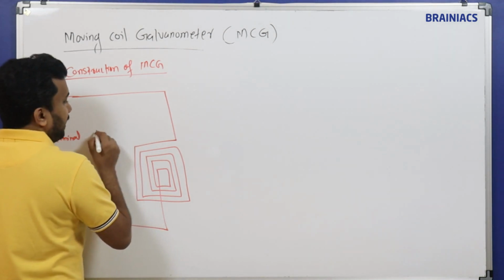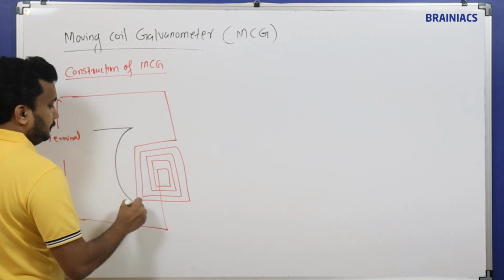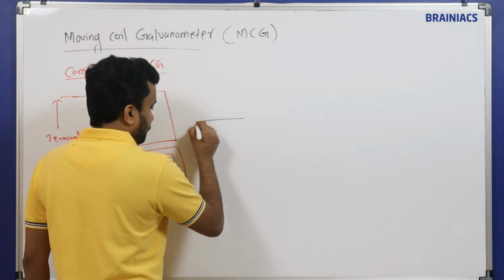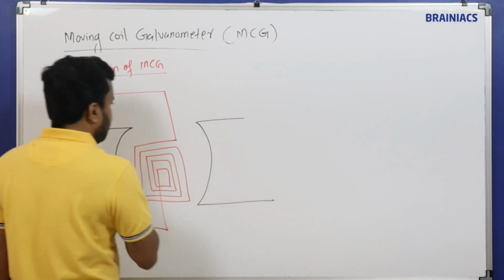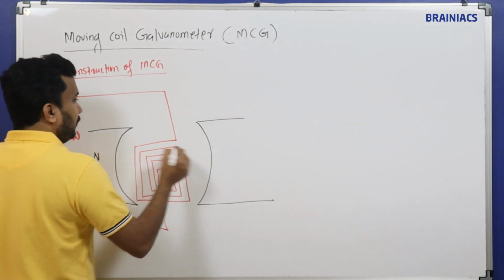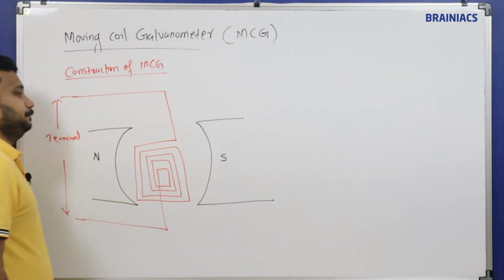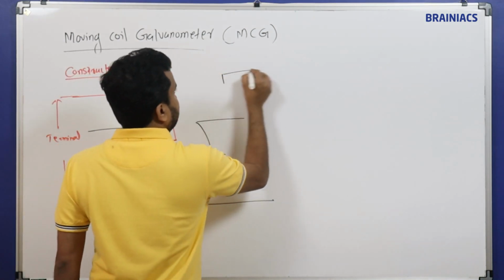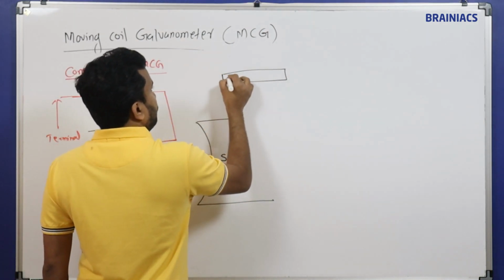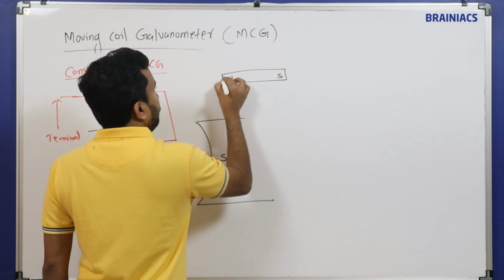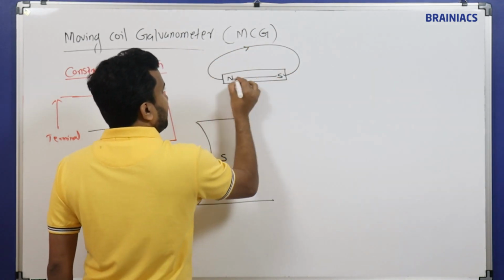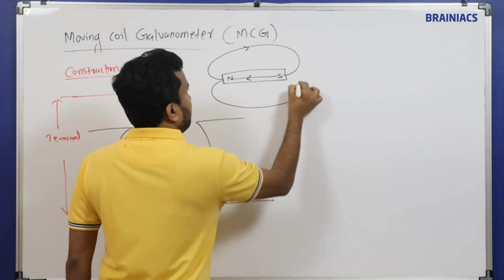And here I have a magnet placed, and here also I have a magnet placed, and this is the north pole and this is the south pole. The magnetic lines of force go from north pole to south pole outside, and inside from south to north. Remember this one.